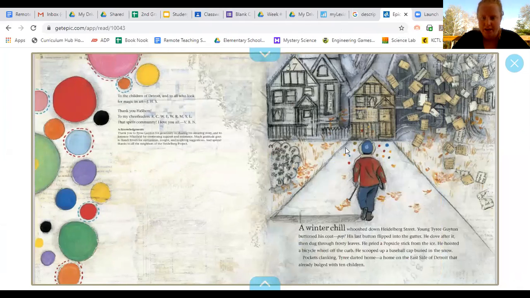So here's the first page of Magic Trash, the story of Tyree Guyton. I got it wrong. Guyton, yes, the story of Tyree Guyton and his art.